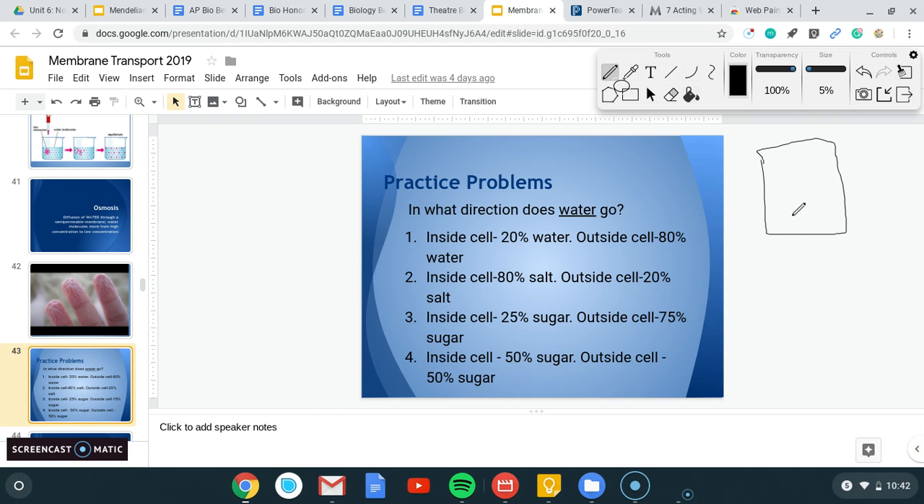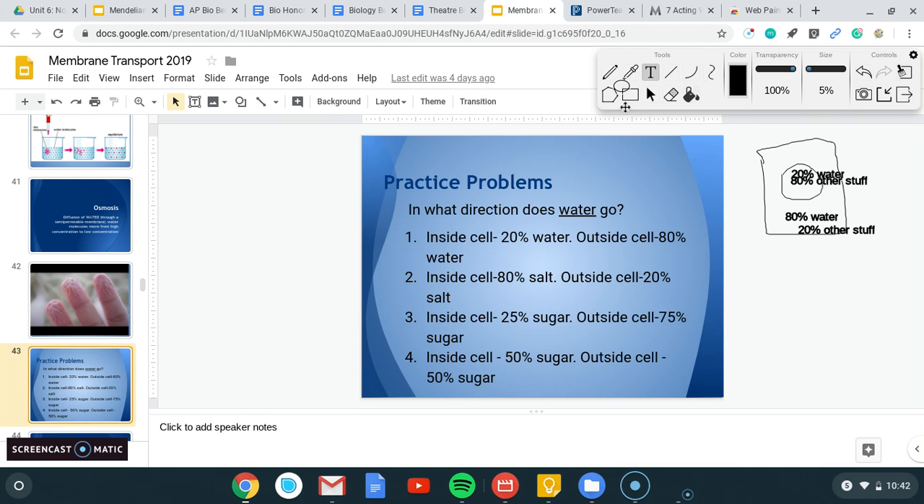So it says inside the cell, we've got 20% water. So I'm going to draw my cell and I'm going to pretend it's in a beaker of water. And I can see here, I've got 20% water. Outside of the cell over here, I have 80% water. Whatever is not given is going to add up to 100%. So in here, whatever's not water is going to be 80% other stuff, and outside, whatever is not water is going to be 20% other stuff.